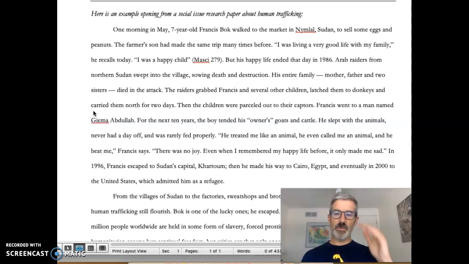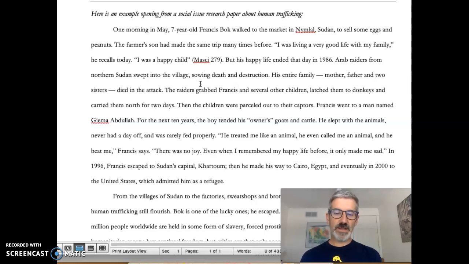And a hook here speaks specifically about an individual. So it starts off with, one morning in May, 7-year-old Francis Bach walked to the market in Nimlal, Sudan to sell some eggs and peanuts. The farmer's son had made the same trip many times before. "I was living a very good life with my family," he recalls today. "I was a happy child." But this happy life ended that day in 1986. Arab raiders from northern Sudan swept into the villages, sowing death and destruction. His entire family, mother, father, and 2 sisters, died in the attack.